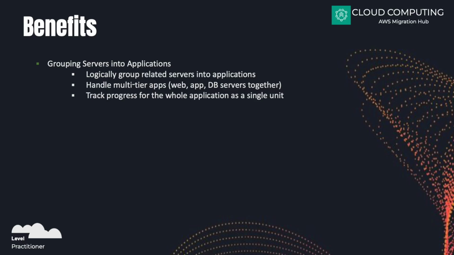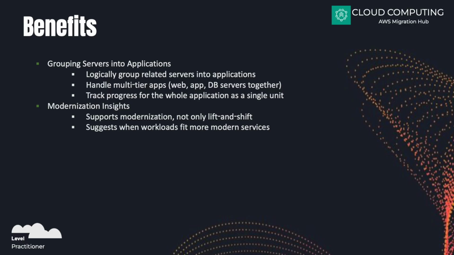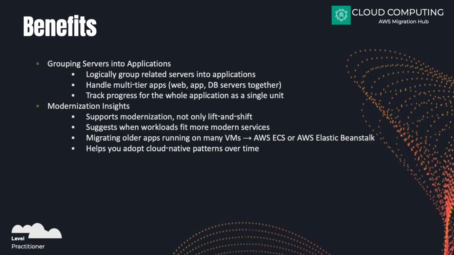Other than this, Migration Hub can also help you think about modernizing your applications as well, not just lifting and shifting them. Based on what it discovers, it can suggest that certain types of workloads might be better off if you move them to more modern services. For example, an older Java or .NET application running on multiple virtual machines might be a good candidate to move into containers on Amazon ECS or to a managed platform like AWS Elastic Beanstalk. This kind of insight helps you not only move to AWS, but also take advantage of cloud-native patterns over time.